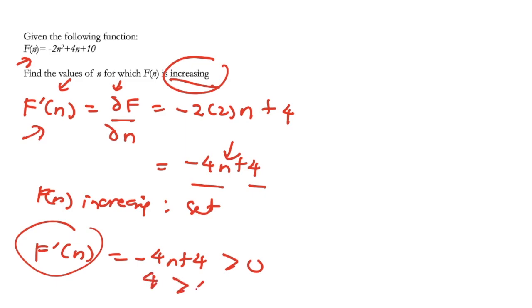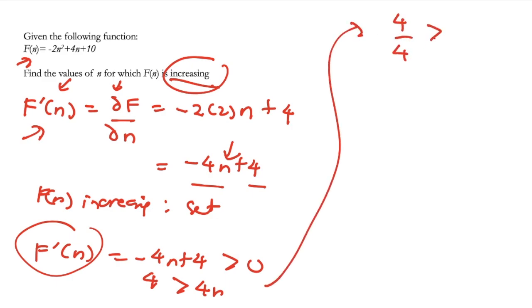4 greater than 4n. You rearrange it. Okay, then I move here, then it becomes 4 over 4 greater than n, or n is less than 1, isn't it? So the value of n which leads to fn increasing is n less than 1.